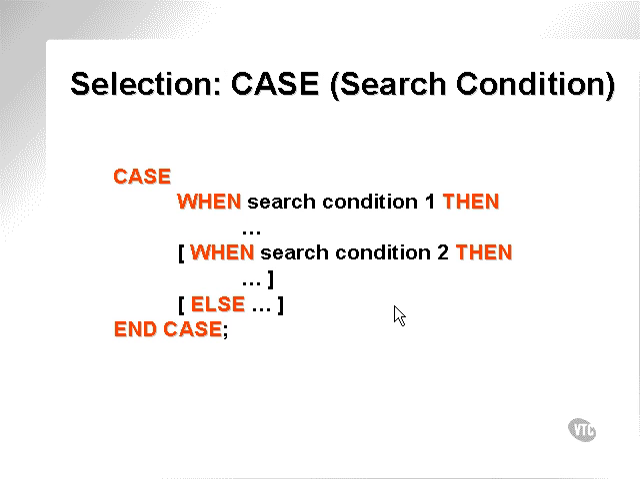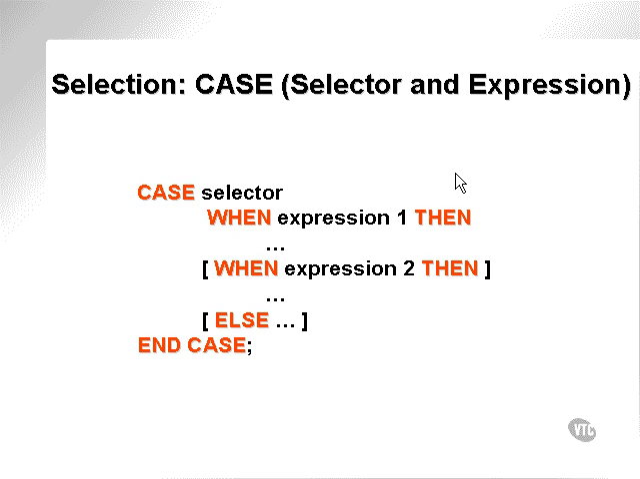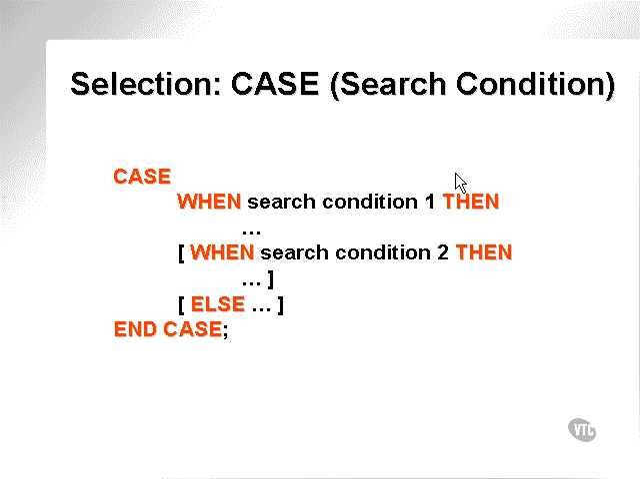A case statement. There are two types of case statement. The first applies a search condition, and the second applies a selector and expression. Once again, it's a selection type of programming control. It selects something based on an expression or value. This version of the case statement, the search condition, simply says when this condition is true, do this, when that's true, do that, and again you have a default at the end.